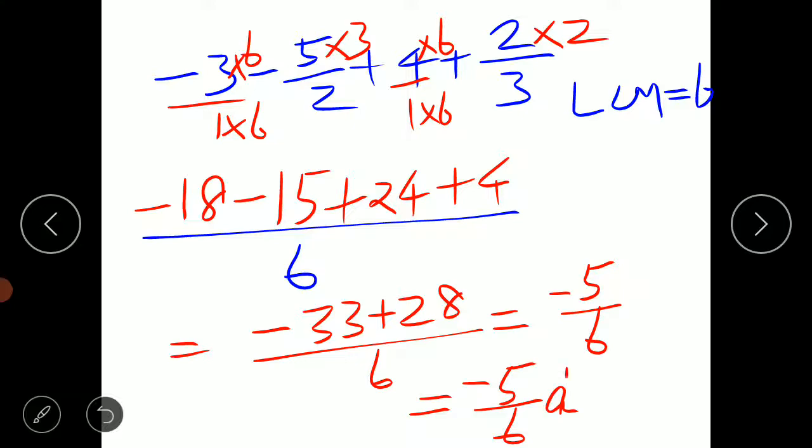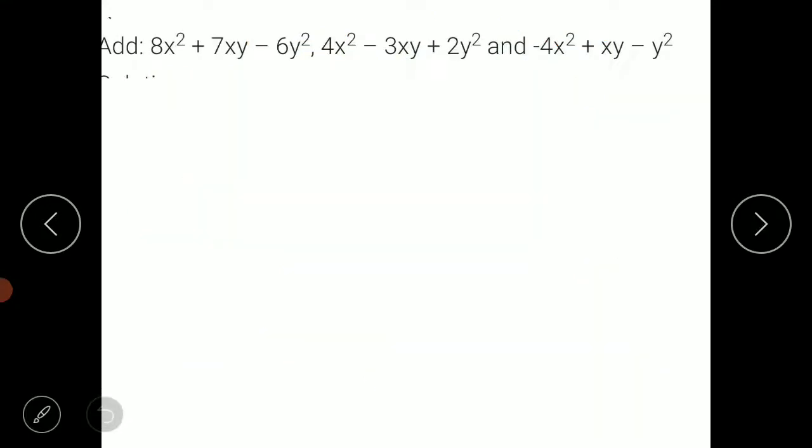So write the variable term, a square b square term, is it? A square b square term. So now the answer minus 5 by 6 a square b square, minus 5 by 6 into a square b square, or minus 5 a square b square by 6 also can be read. So now next expression we are going, again see, add. We are going to add.